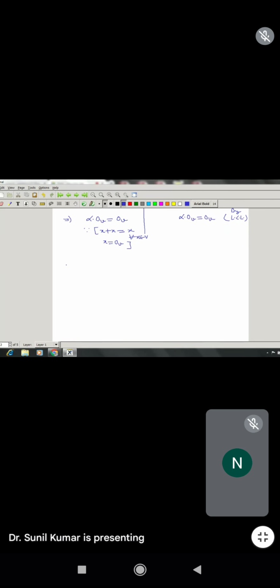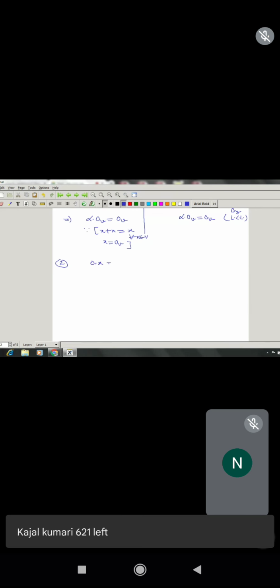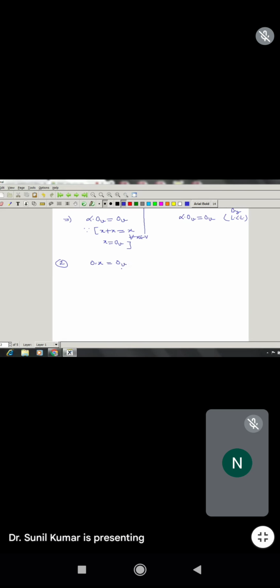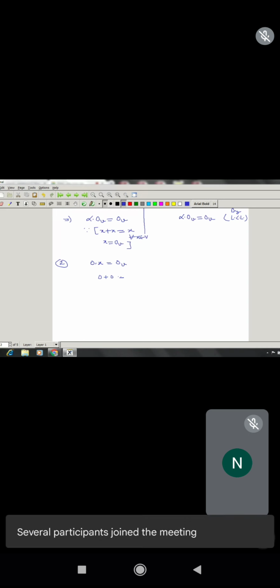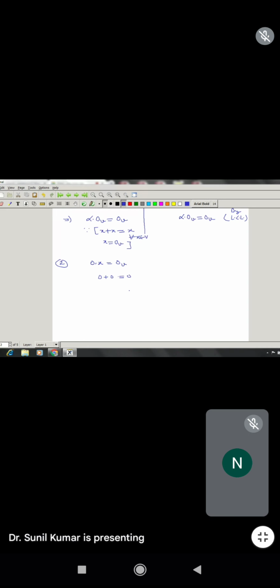Similarly, 0 dot x is equal to 0v. So similarly, we can prove this. 0 plus 0 equal to 0, we know that. Can we write 0 plus 0 as equal to 0? Yes, sir. So multiply both sides by the vector x: (0 plus 0) dot x is equal to 0 dot x.